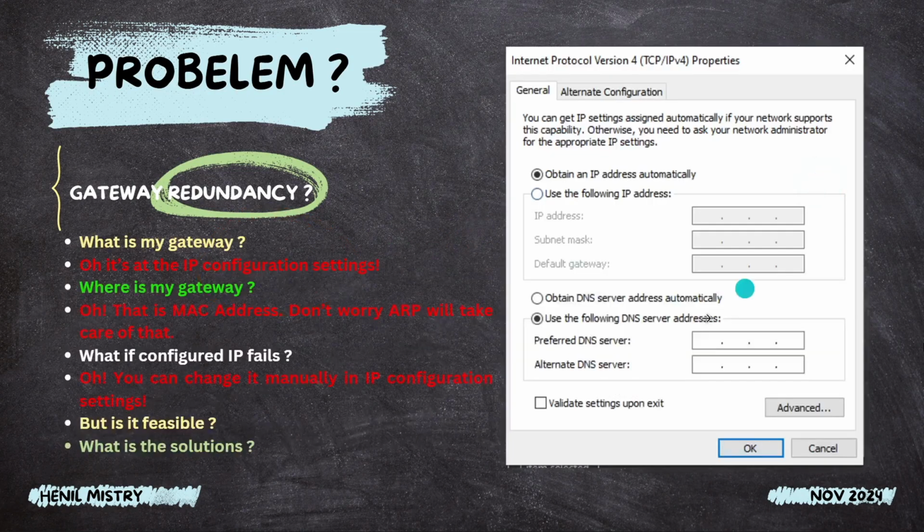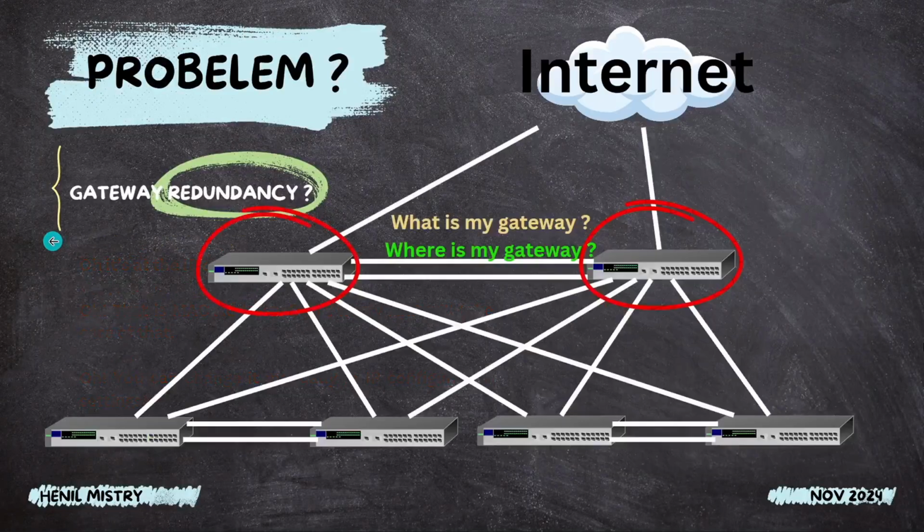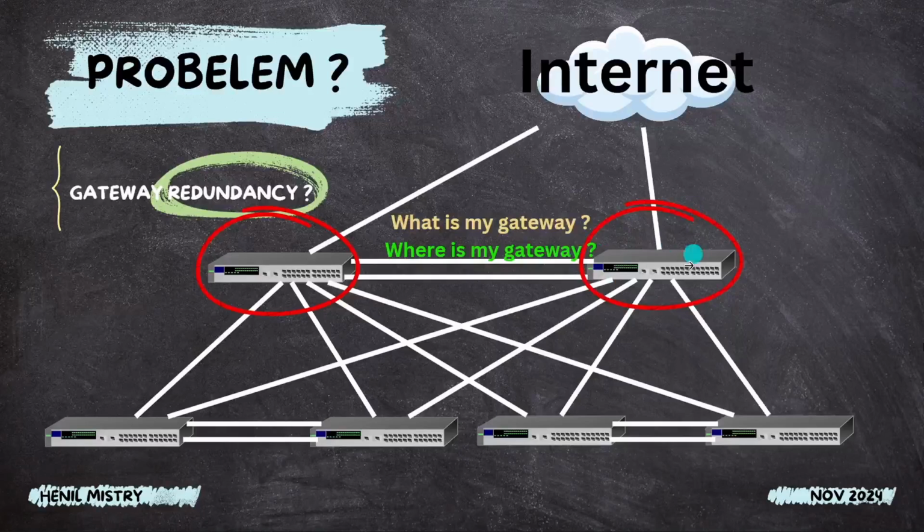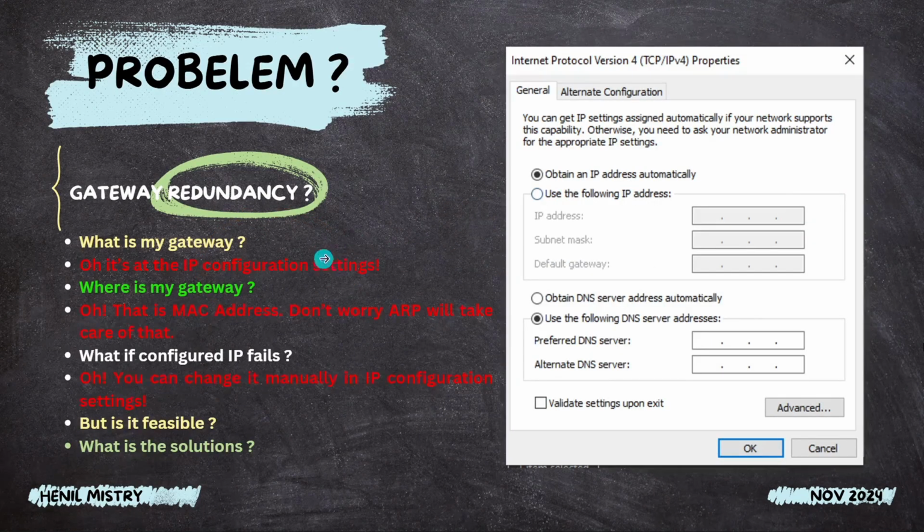But the IP that we configure generally in the IPv4 properties, where we configure the default gateway over here, let's say we want to have two gateways, but one of the gateways that we have configured in the settings might fail. In that situation, we need to manually go through and put in the currently active IP of the gateway. So that is the trouble.